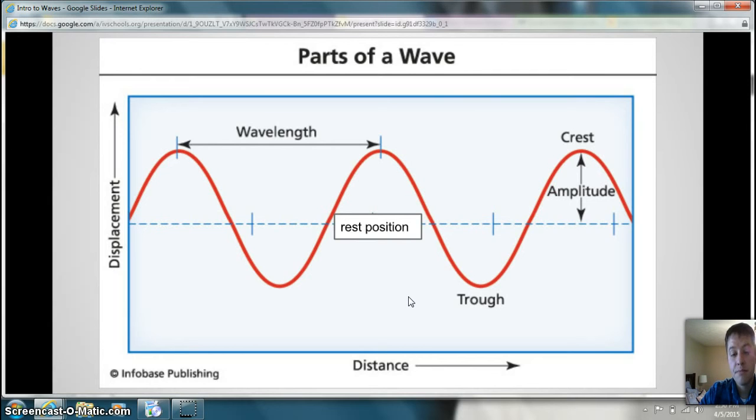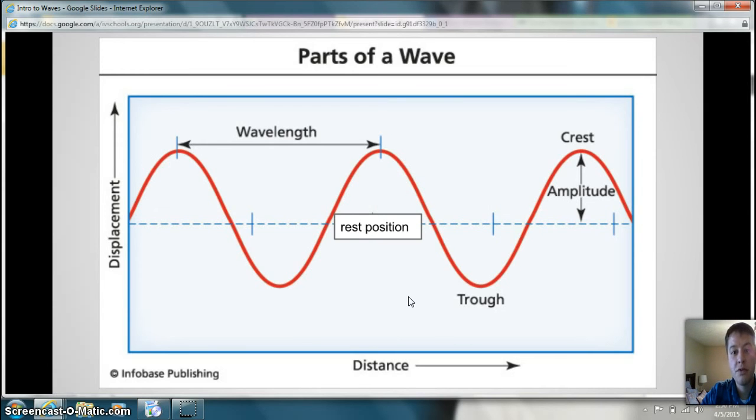The amplitude is the distance from the rest position. So how high up is the crest or how deep is the trough? We call that amplitude. The distance between crests or the distance between troughs is called the wavelength. So again, some terms that you need to know: wavelength, rest position, trough, crest, and amplitude.